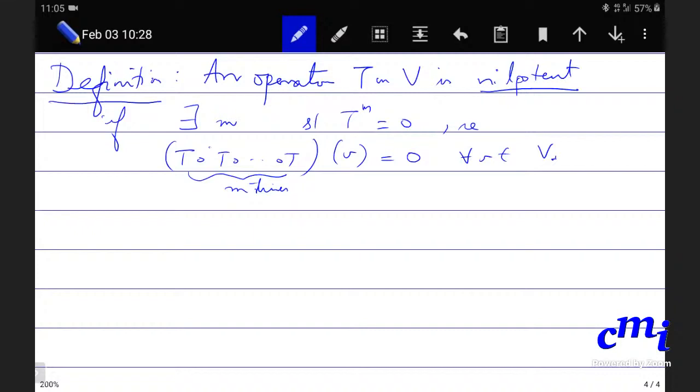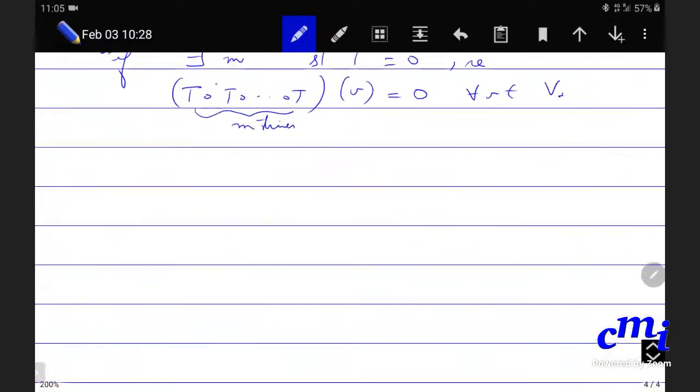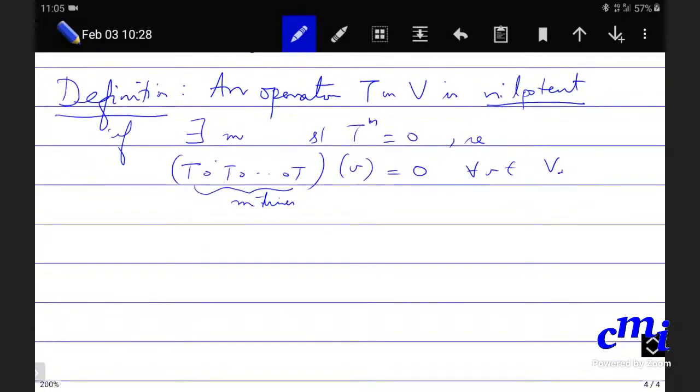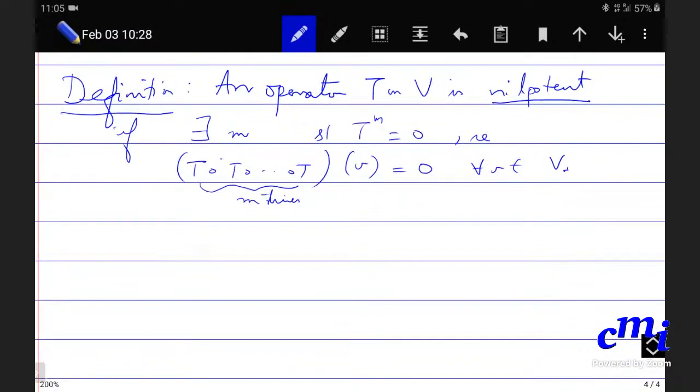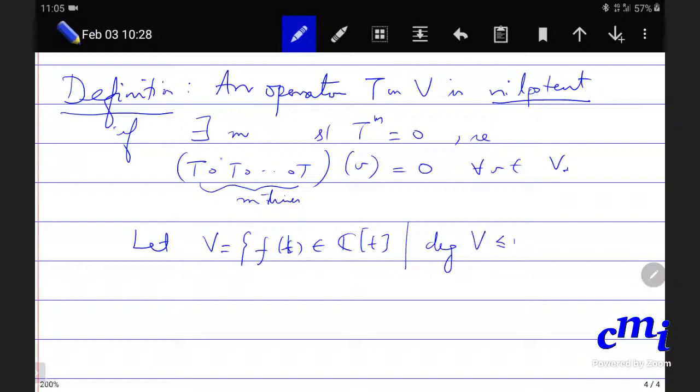So, proof. Maybe let us just do one example. Here is a canonical example of a nilpotent operator, which you already know, but maybe not in this language. Let V be the set of all polynomials in C[t] such that the degree is less than or equal to n. So, example.